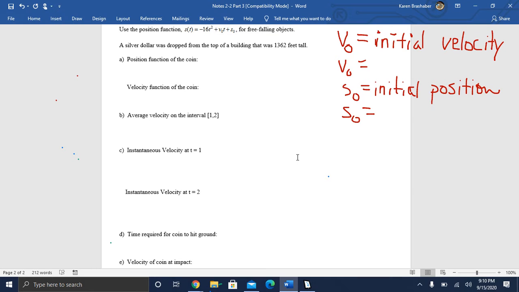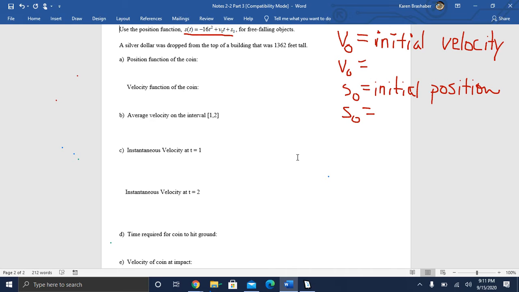So we will do one example, but it has several parts to it. And I've given you the position function in your instructions here: S of t is equal to negative 16t to the second plus v sub 0 t plus s sub 0. And I did want to make sure you know the vocabulary: v with a subscript of 0 stands for the initial velocity. And sometimes you have to interpret that from the information that's given to you.